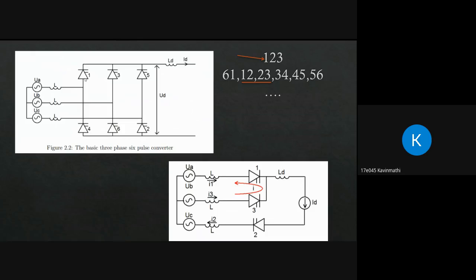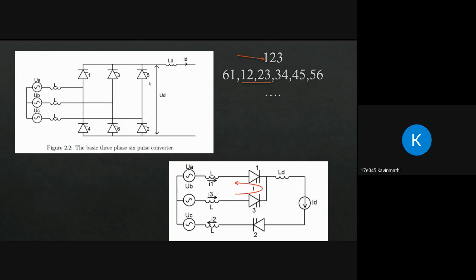We have six thyristors: 1, 3, 5 and 4, 6 and 2. The sequence of operation, if we start from 6, will be 6 1, 1 2, 2 3, 3 4, 4 5, then 5 6, and again 6 1, and it goes on. Let's take 1 2 as a starting sequence. If 1 and 2 are in conduction, the other four thyristors will be in the off state, in reverse bias condition. Just 1 and 2 will be in forward bias condition.